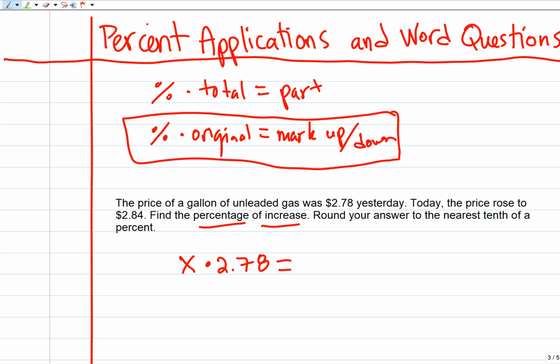That is not the markup. It didn't get marked up $2.84. It got marked up 6 cents. How did we figure that out? Well, it was $2.78. It's $2.84. Take the difference, $2.84 minus $2.78, and it was marked up 6 cents. That is the markup.